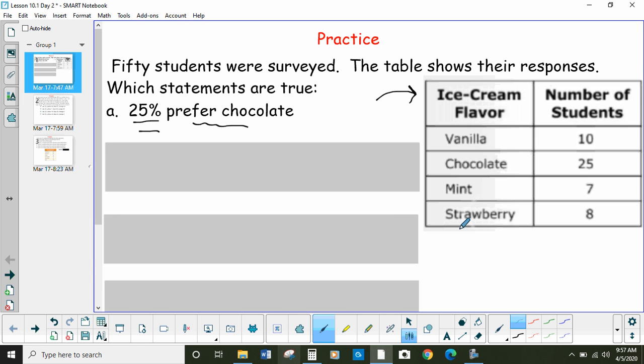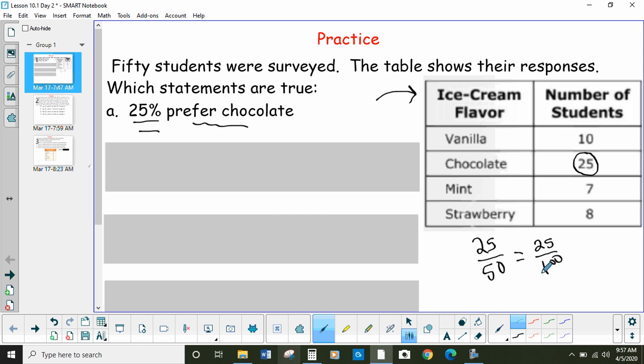So let's see, 25%. Let's go ahead and take our information over here and see if this is true. So how many prefer chocolate? So we take the desired, or what they're asking us about, which is chocolate. We put chocolate on top, total on bottom. And the question is, is that 25%? And of course, 25 is out of 100. So take a look at that. Does that look like that makes sense? And the answer is no. 25 over 50 is not the same as 25 over 100.